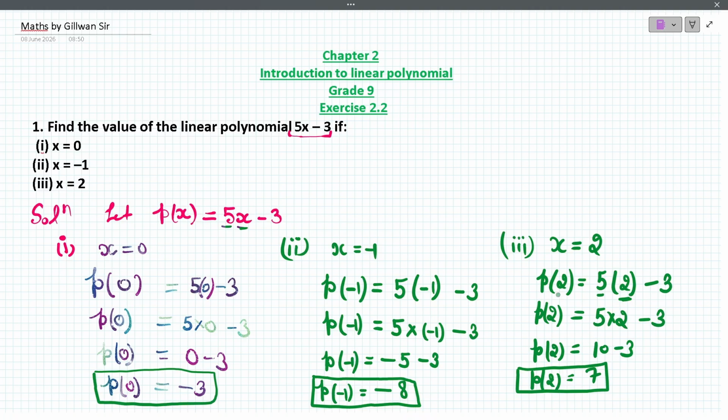So we have found the value of the given polynomial at three different points, that is at x equals 0, at x equals minus 1 and at x equals 2.